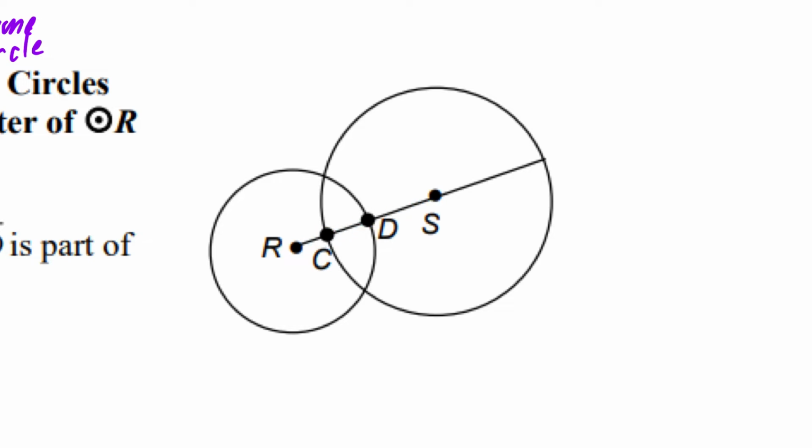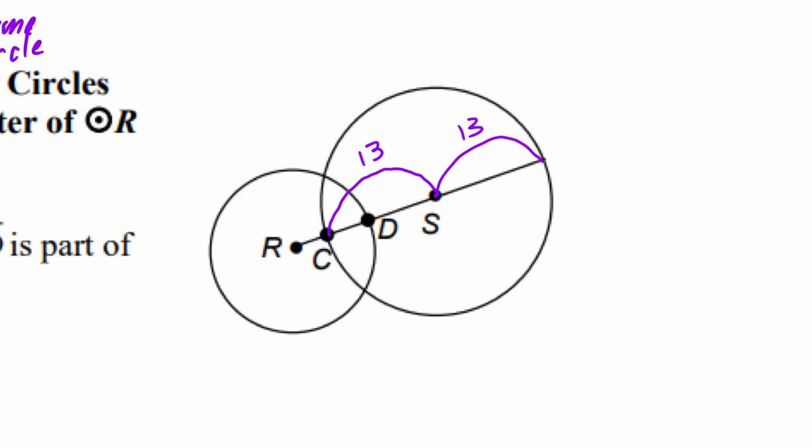Okay, so I'm going to do it like this. This would be 13. From here to here would be 13, because it says the whole diameter is 26. So 13 and 13 makes 26. So from here, from C to S is 13.